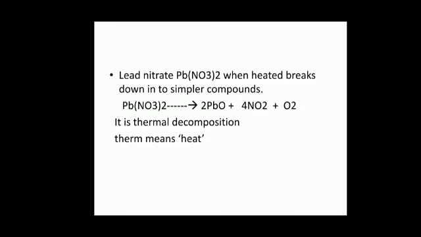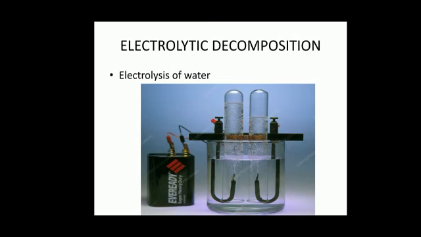Here is the equation. The lead nitrate is breaking into 2 moles of lead oxide, 4 moles of nitrogen dioxide, and 1 mole of dioxygen gas. To balance the equation, you can write 2 before lead nitrate's formula, which is the reactant. Here, one more point is very important to understand: what is the meaning of therm here? T-H-E-R-M. Therm means heat, which we supply in the reaction.